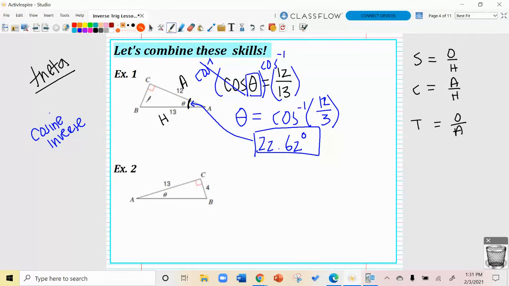That then opens this up. I could then find this angle. I could find this missing side. This is 5, so Pythagorean triple, right? And then to find B, I could do 90 minus 22.62 because they're complementary, right?